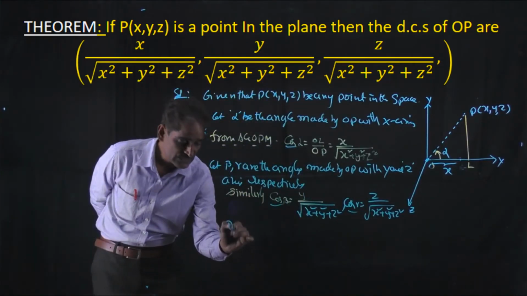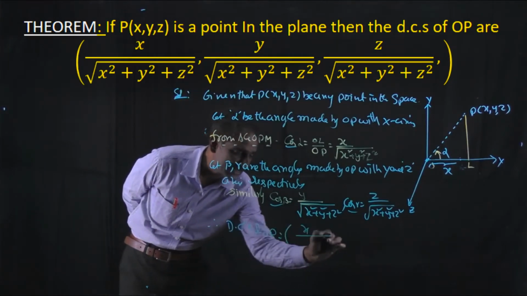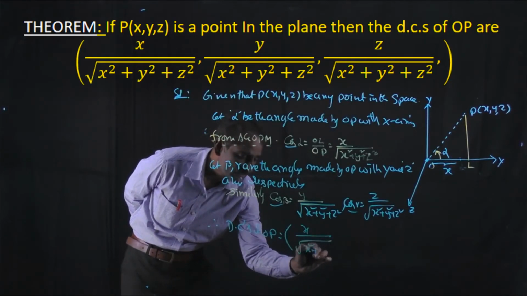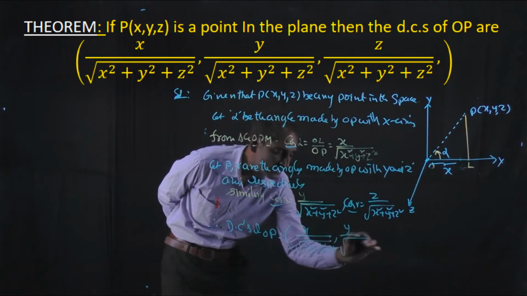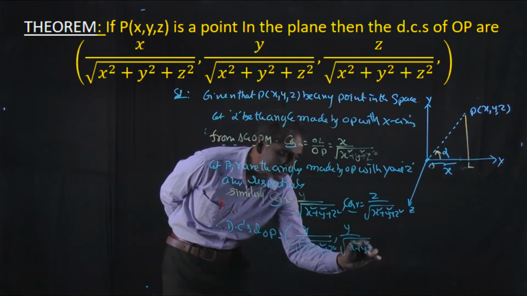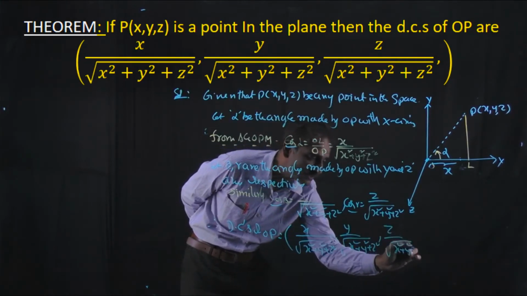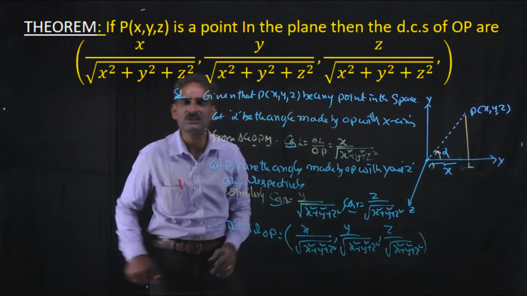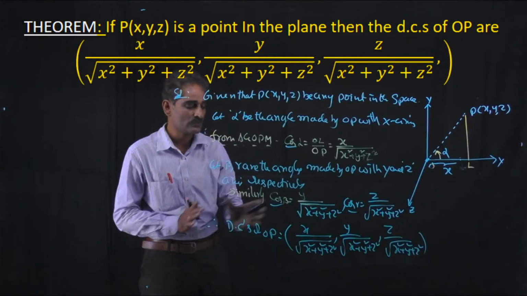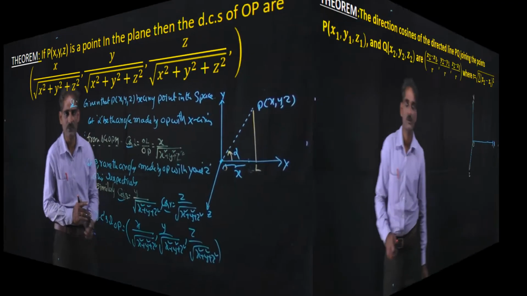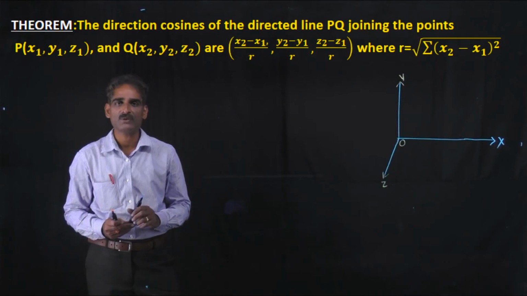Therefore, the DCs of OP are x by square root of x square plus y square plus z square, y by square root of x square plus y square plus z square, and z by square root of x square plus y square plus z square. These are the DCs of the line OP. Understand? This is the formula, very important. See this theorem, this result is very important from the formula point of view. The proof is not important.